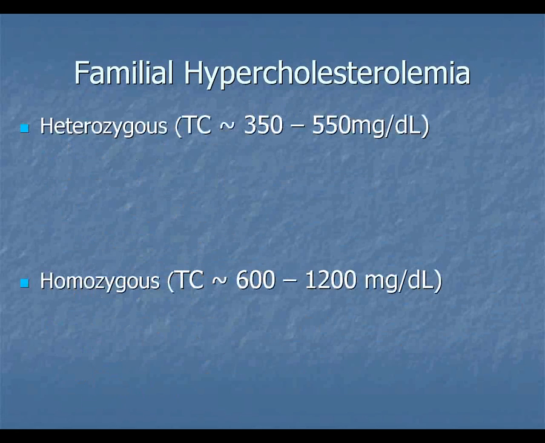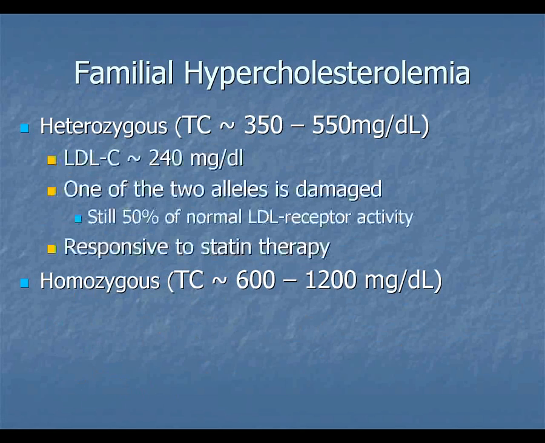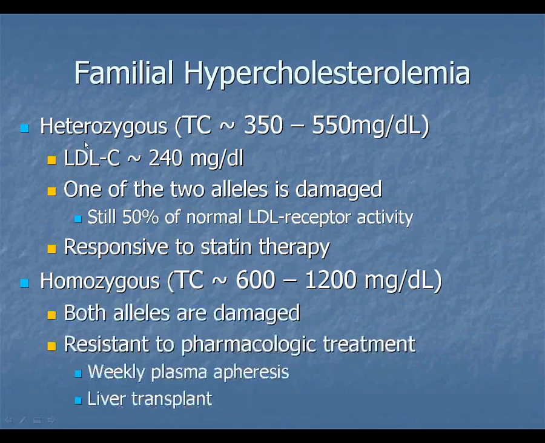To break down the two types of familial hypercholesterolemia, heterozygotes are typically going to have a total cholesterol between 350 and 550. I think it's getting a little bit on the high side for heterozygotes, but in that range. Homozygotes, as high as 1200 for total cholesterol. The typical LDL reading is approximately 240 in these patients. In this case, one of the two alleles of the liver is damaged, but there's still 50% of normal LDL receptor activity. These patients, heterozygotes, will be responsive to statin therapy.